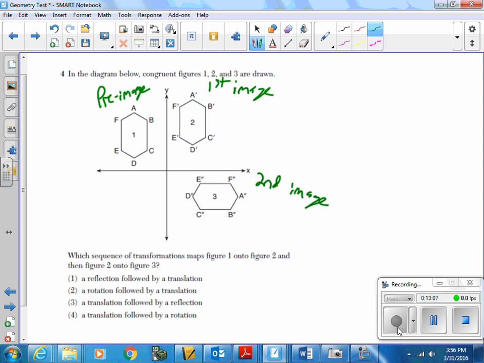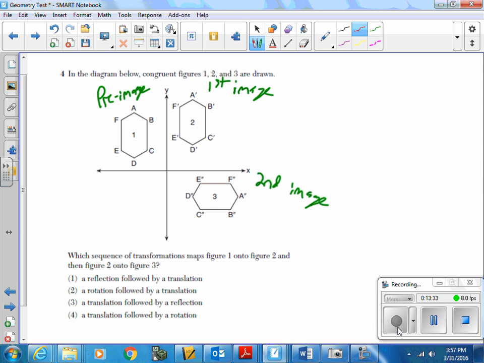All right, so which one of these sequences of transformations will map this figure onto this figure? It says figure 1 onto 2 and 3. So it's not always going to say that, but it's asking you what's going to map 1 onto 2 and then 2 onto 3. All right, so looking here, reflection.